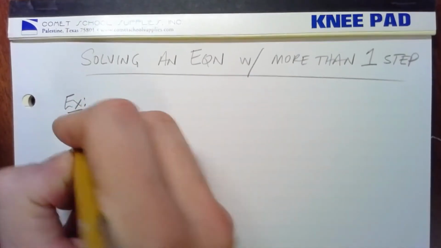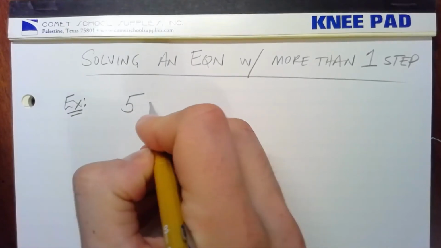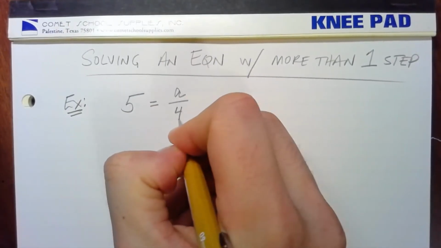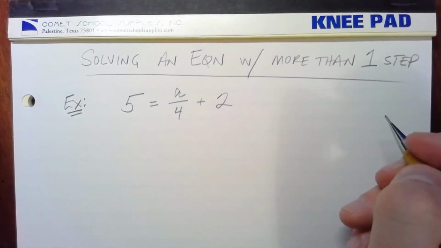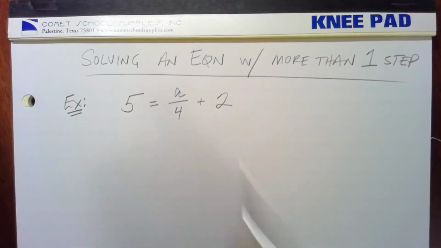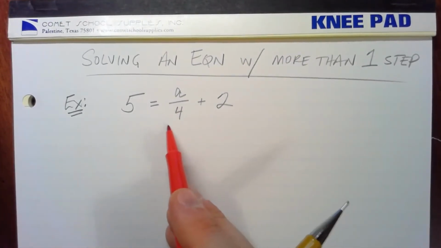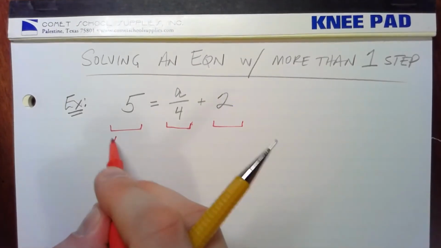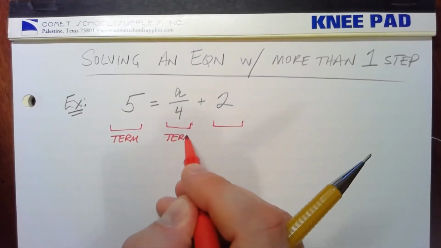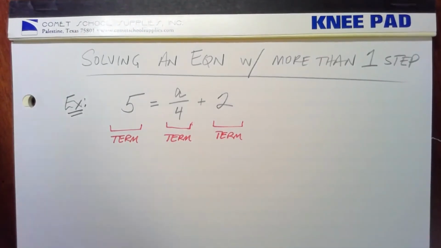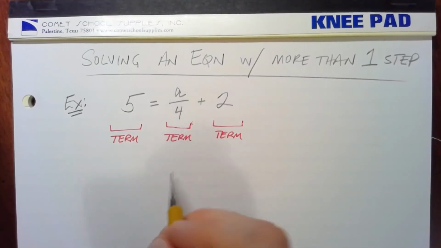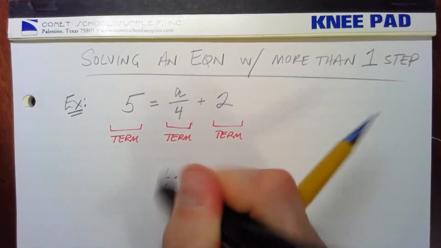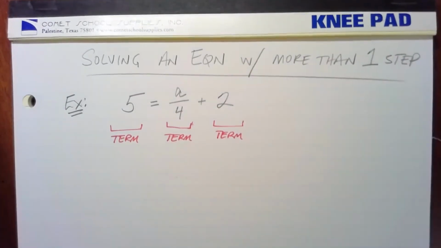Here's an example. What if we say that 5 equals a divided by 4 plus 2? Okay? So again, of course, looking back at our original vocabulary lesson, this is a term right here, right? This is a term. This is a term. And this is a term because a divided by 4 would be the same thing as saying 1/4 times a, which is, of course, multiplication, which is what glues a term together. And then the plus right here is separating those two terms.